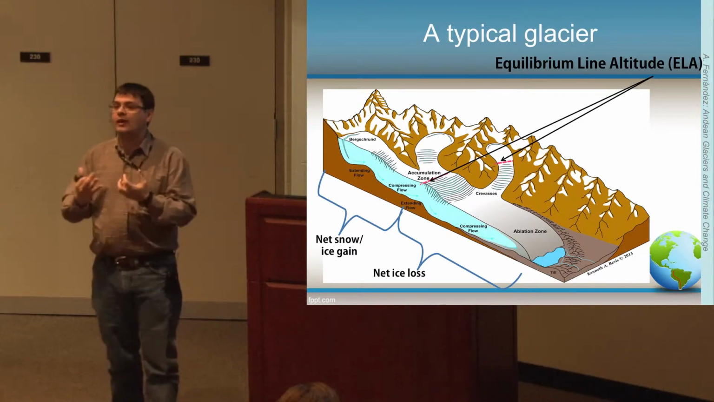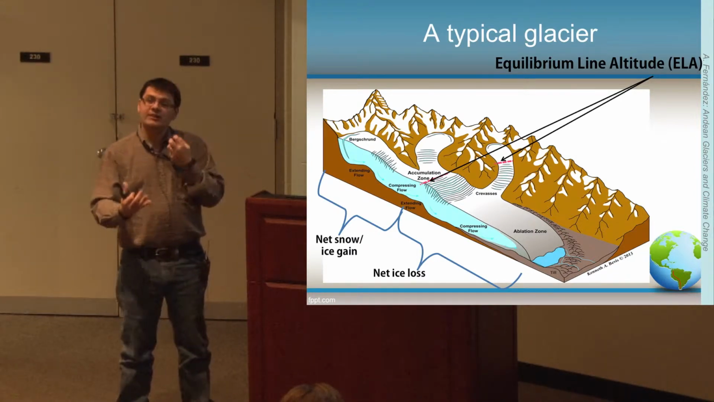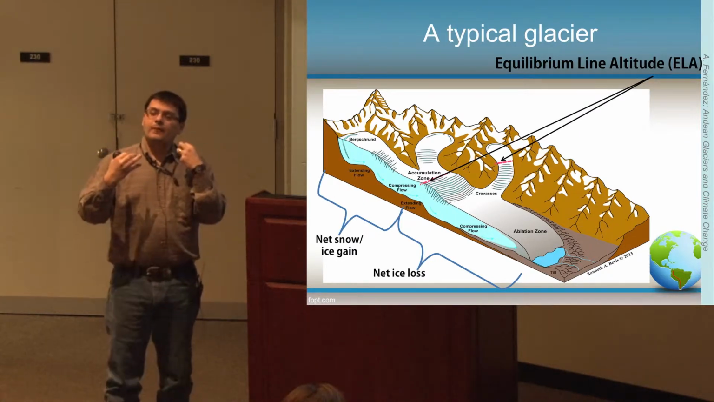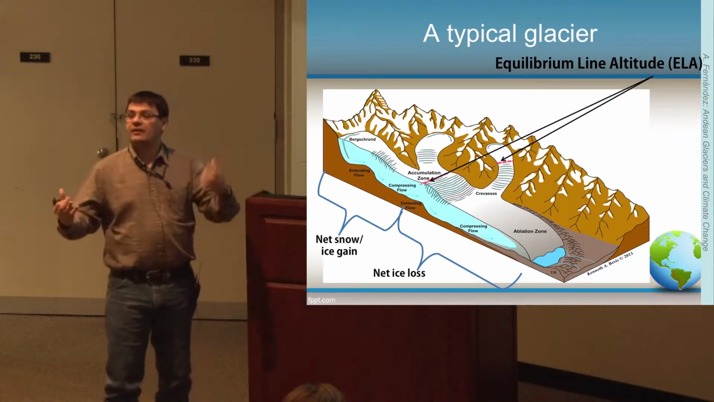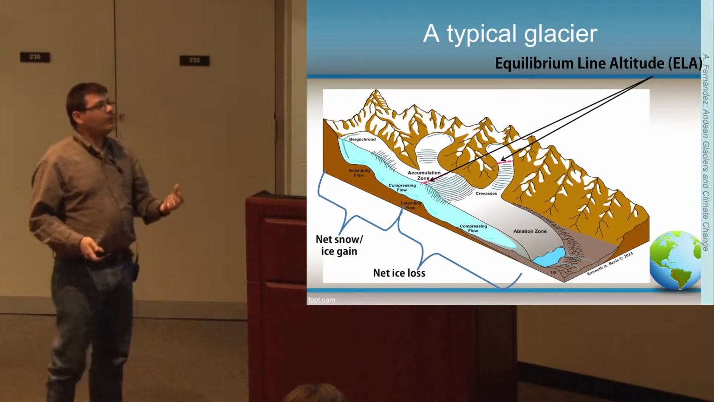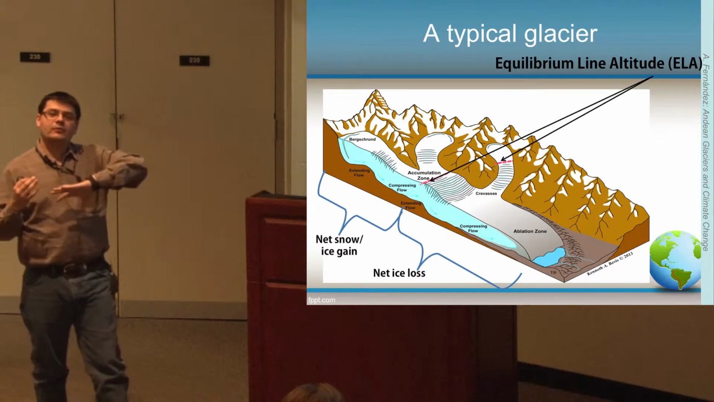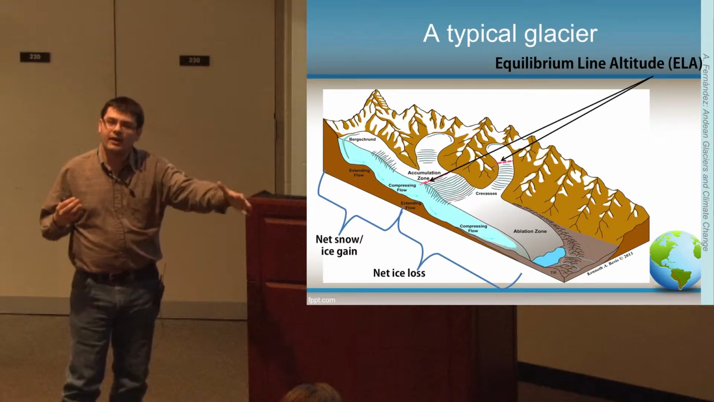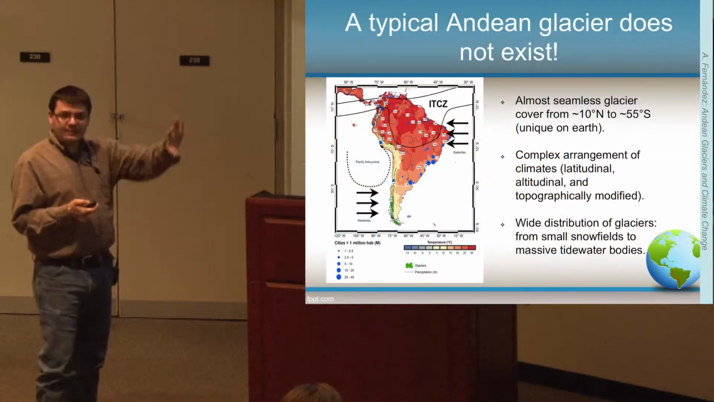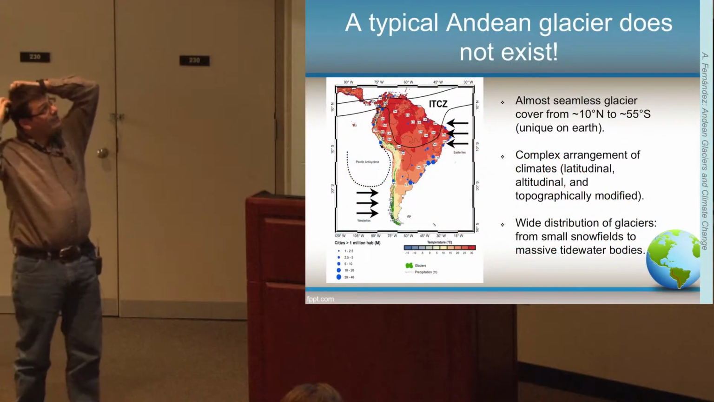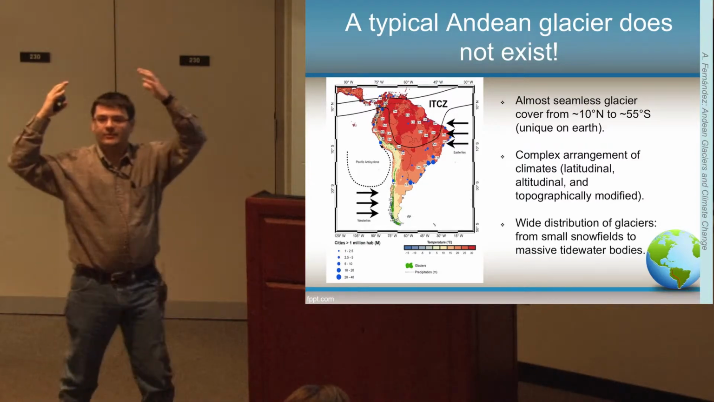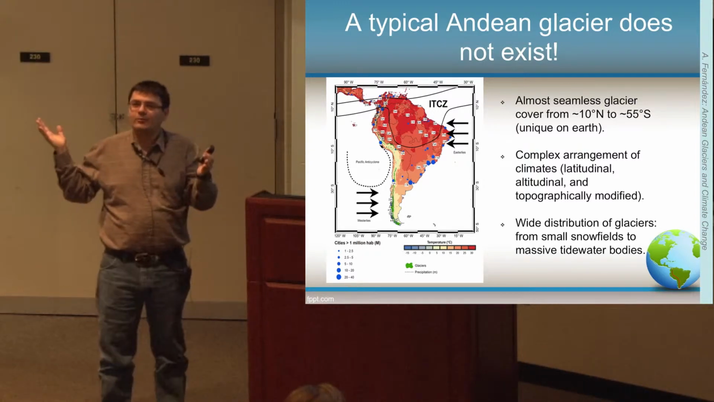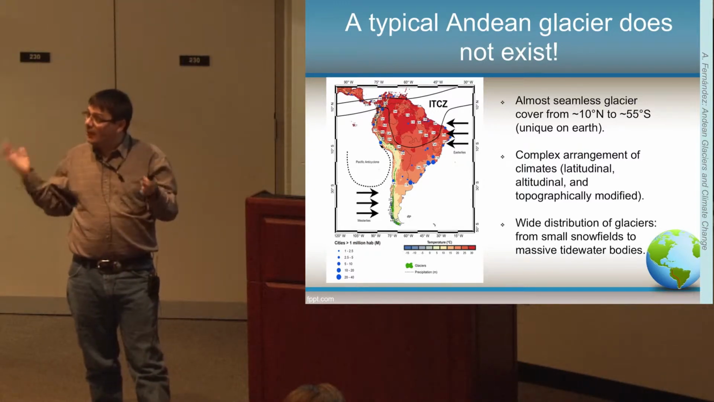So shrinking and growing are related to this very simple, and at the same time very important, concept of ablation versus accumulation, mass gain and loss, right? So again, coming back to the idea, having this, we can understand that glaciers can advance and retreat. So this is a typical glacier. The problem is, in the Andes, there is not a typical Andean glacier.